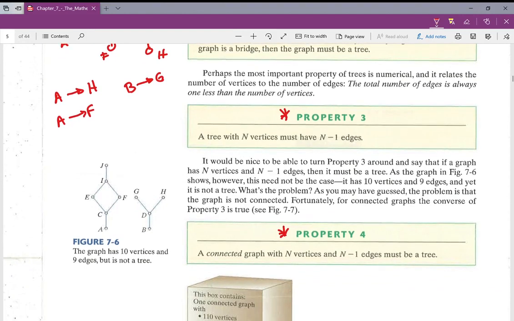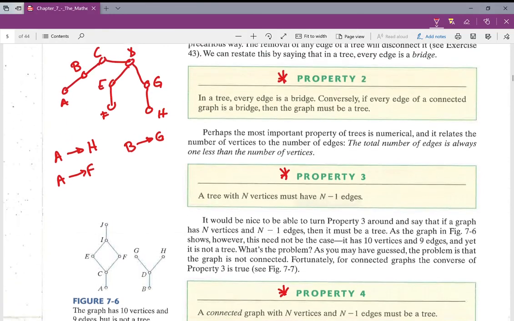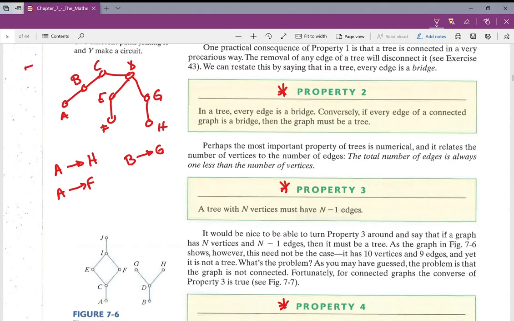Property 3, a tree with n vertices must have n-1 edges. If we look at this example, I'll call it example 1. There are, if you count the vertices from A, B, C, D, E, F, G, H throughout, you have 1, 2, 3, 4, 5, 6, 7, 8 vertices.